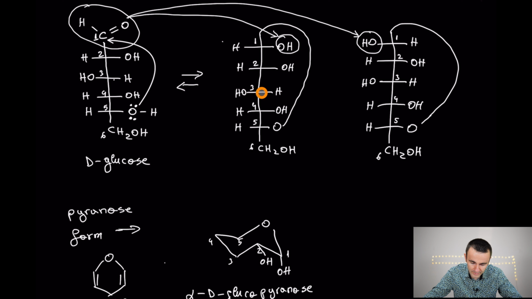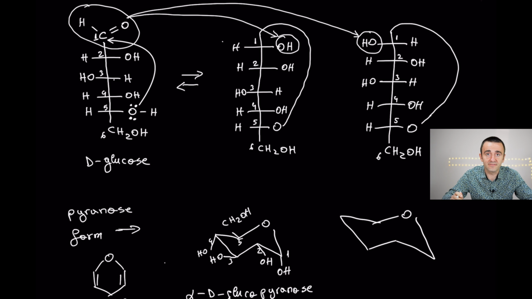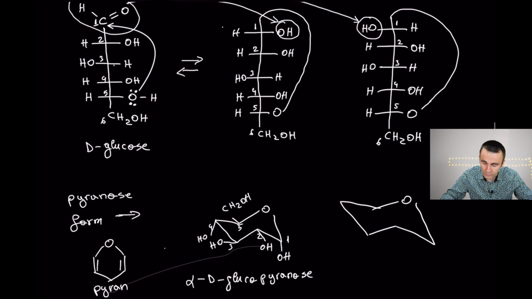Third sugar is going to be on the left side, it's going to be up. Fourth sugar is going to be down. Fifth, now you have this one. For D sugars, it's going to be up. Right? Let's write now the beta anomer of the D-glucose.